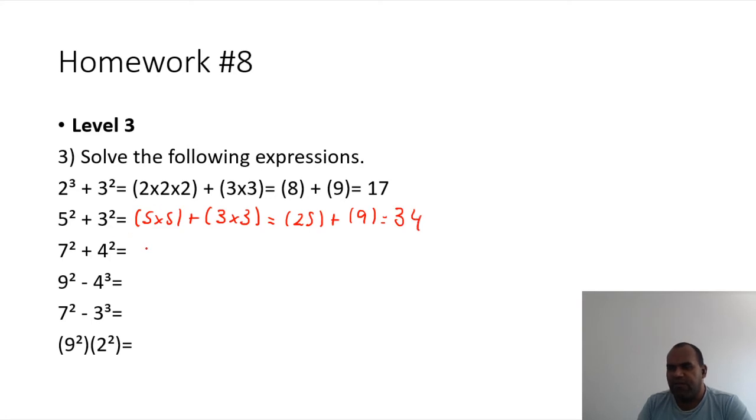7 squared plus 4 squared. 7 squared, guys, I just go over the numbers fast, okay? I'll just use the fast way here, just so you understand. I think you understand. 7 squared, I know is 49. Plus 4 squared, 4 squared, 16. 49 plus 16, as you notice already, it is 65. Okay? 9 squared, 81.